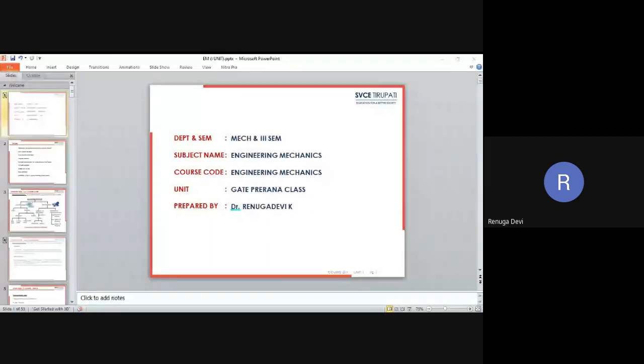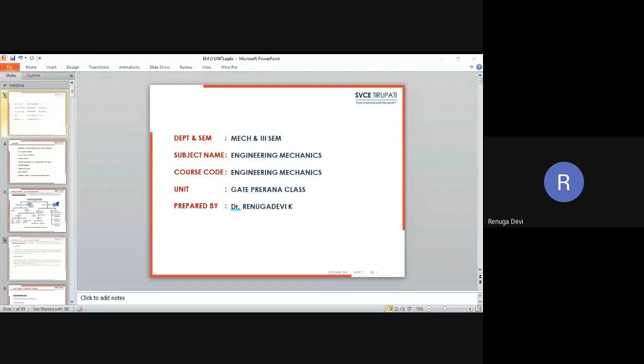Dynamics is again divided into two categories: kinematics and kinetics. You study dynamics alone and kinematics alone, and here the whole of fluid mechanics you study alone, and here strength of materials, mechanics of solids. This one also you will read. Already you studied it, I think.